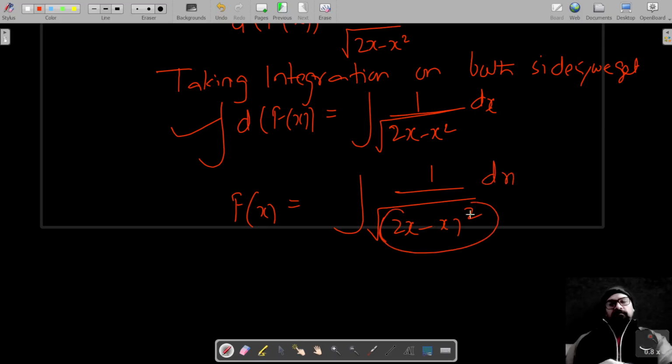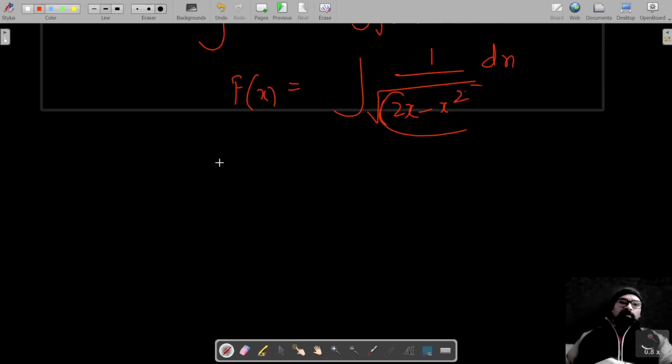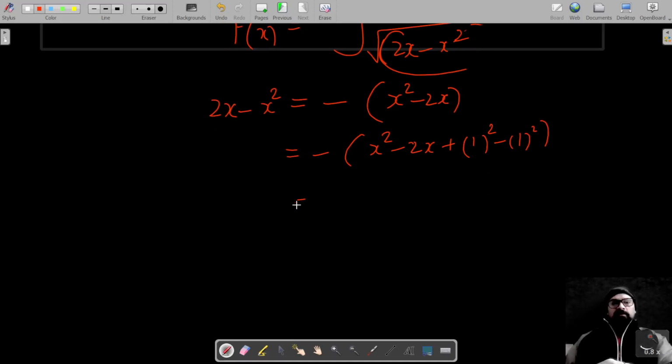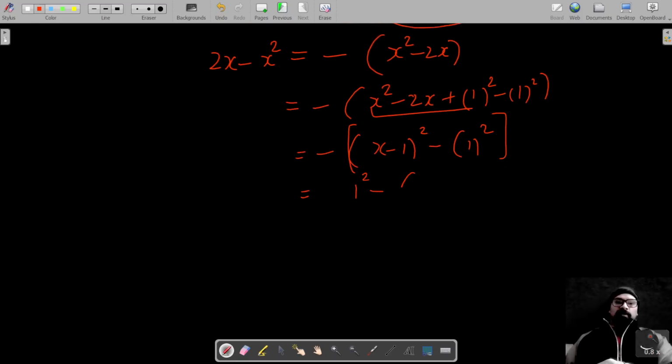So let's consider 2x minus x squared. It can be written as the negative of x squared minus 2x. And let's complete the square for this. So let's add and subtract the square of 1, which gives me negative. So this becomes x minus 1 the whole square and negative 1 square, and this can now be written as 1 square minus x minus 1 the whole square. So 2x minus x squared is equal to this.